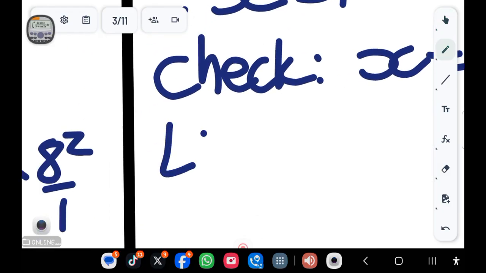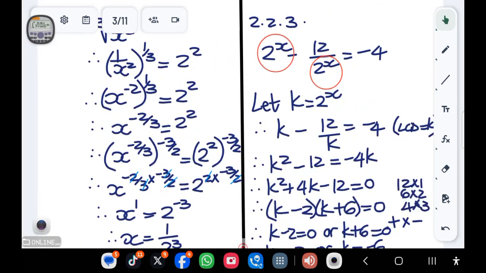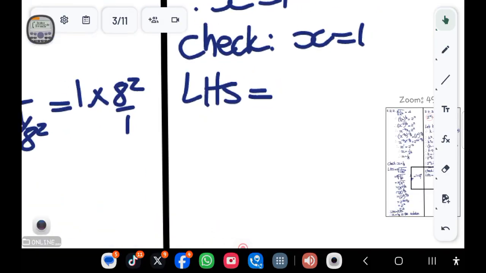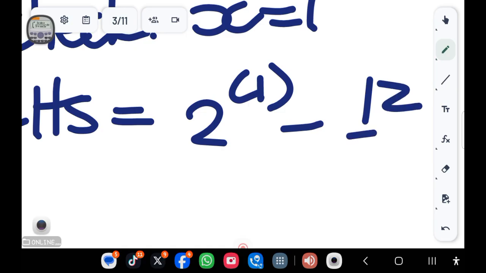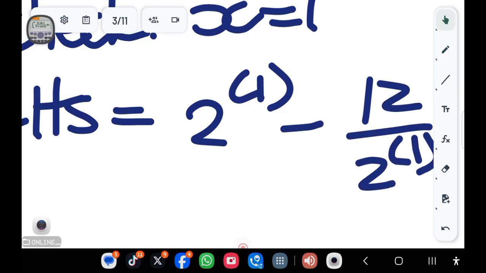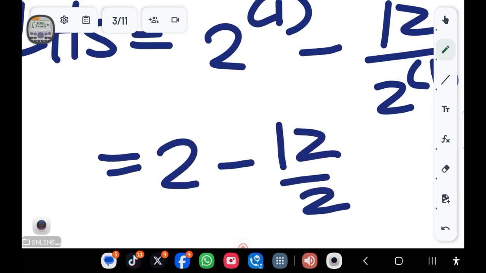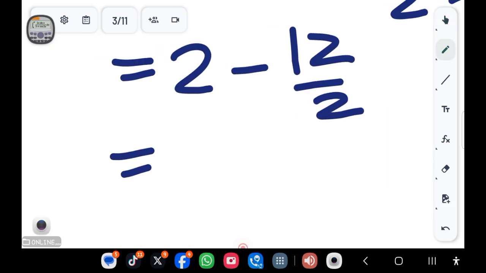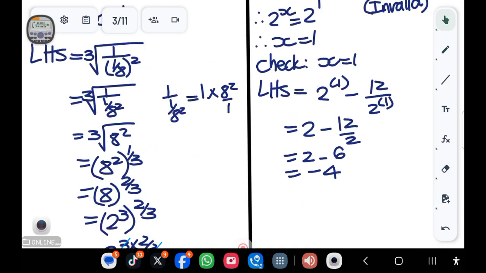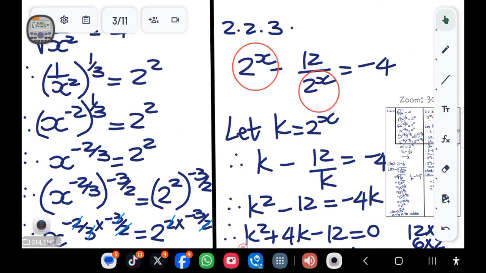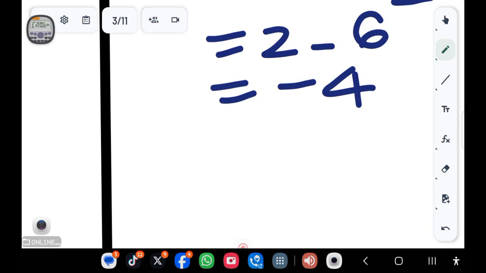Left hand side, that is equal to 2 to the power of x minus 12 over 2 to the power of x. So wherever there is x, we put 1. So that will be 2 to the power of 1 minus 12 over 2 to the power of 1. And then we calculate that. That is 2 minus 12 over 2, and 12 over 2 is 6, so that gives us negative 4. Negative 4, which is equal to the right hand side.